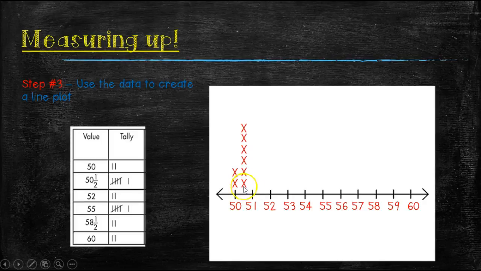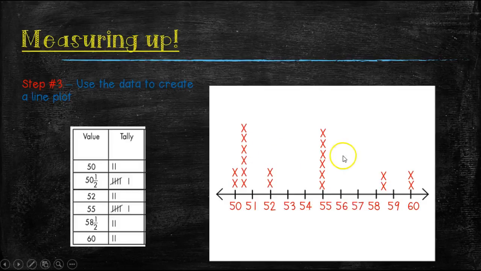Why did I put them here in the middle of 50 and 51? Well, that's because that's about where 50.5 would be. It would be in between 50 and 51. Okay, so the next one is 52, and we've got 2. Next one is 55, and we've got 6. 1, 2, 3, 4, 5, 6. Then we have 58.5, so we had 1 here and 1 here, and then 60, we've got 2 at 60. So now we have a line plot based off of our data showing how tall our team is in inches.